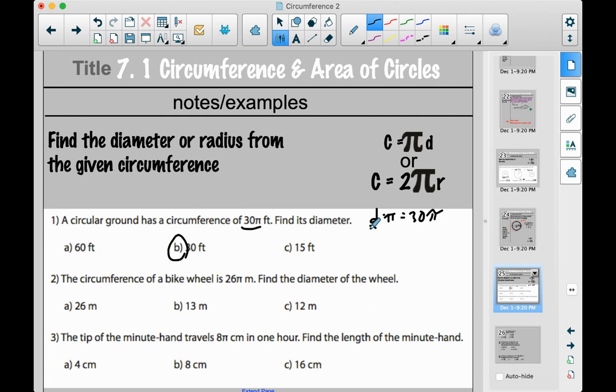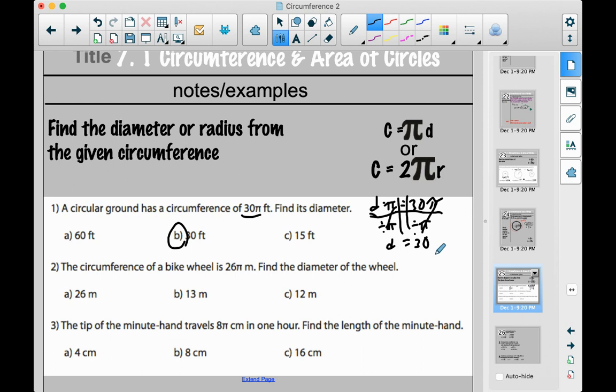If we were doing train tracks for this, what we would do to get d by itself is divide by pi. And you have 30 times pi divided by pi. So pi would actually cancel out on both sides. And you get d equals 30.